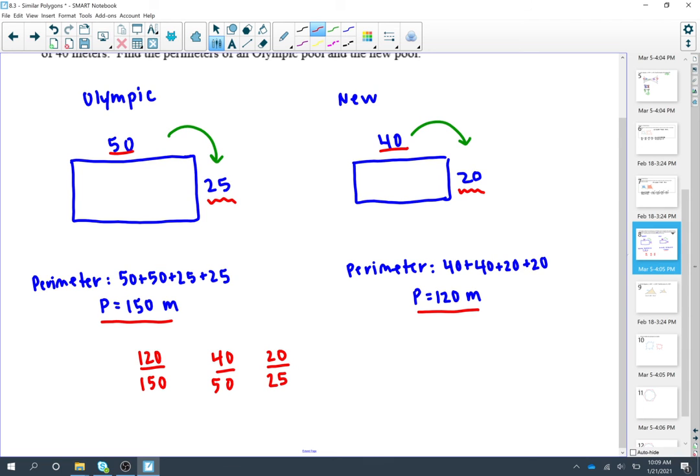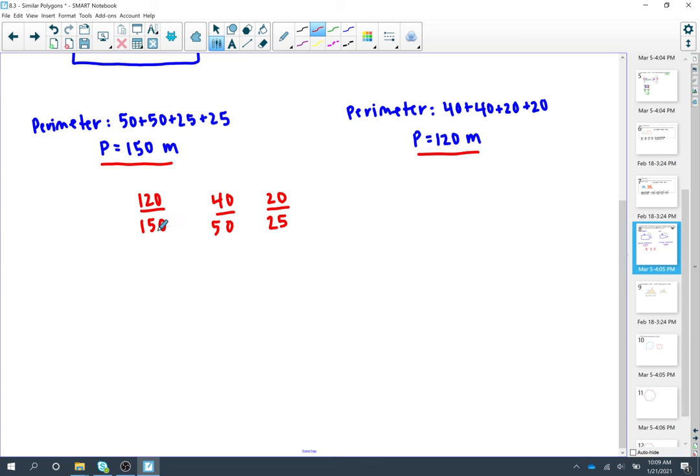And let's see what happens. If we simplify 120 over 150, we're going to get 5 over 4. Oh, sorry, that's not 5 over 4. That's 4 over 5. My bad. Okay, so if we simplify 40 over 50, that's also going to get us 4 over 5. And if we simplify 20 over 25, that's going to get us 4 over 5. So do you notice that the ratio of the perimeters is equal to the ratio of the side lengths?